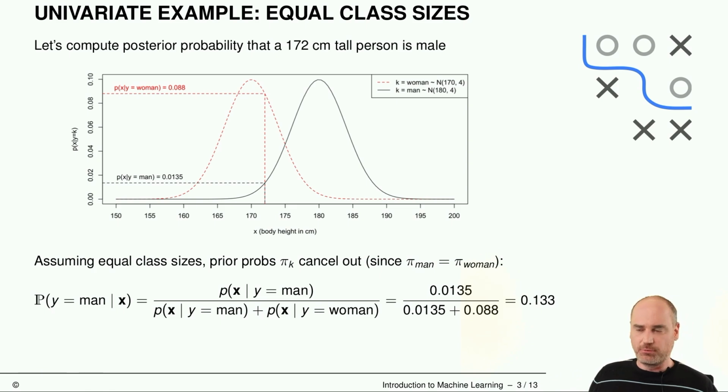We can now also go through a simple computation, a simple application of Bayes' theorem, to, for example, compute the posterior probability that a person is male, given that we know that this person is actually 172 centimeters tall. So the idea is to look at this position here. This is the observed height. We can now compute the class conditional density values of x, given that we are a male or a female, and we can now plug these into Bayes' theorem as we've discussed before.